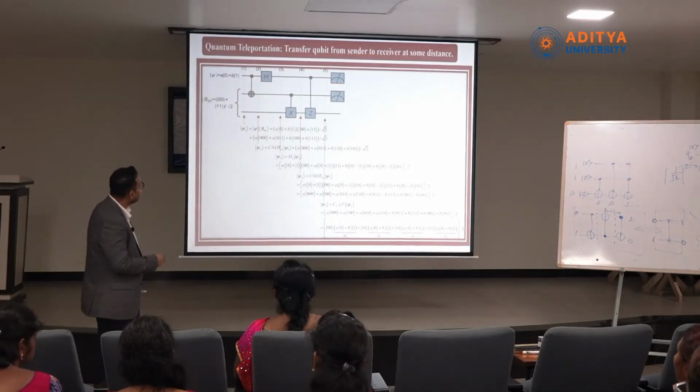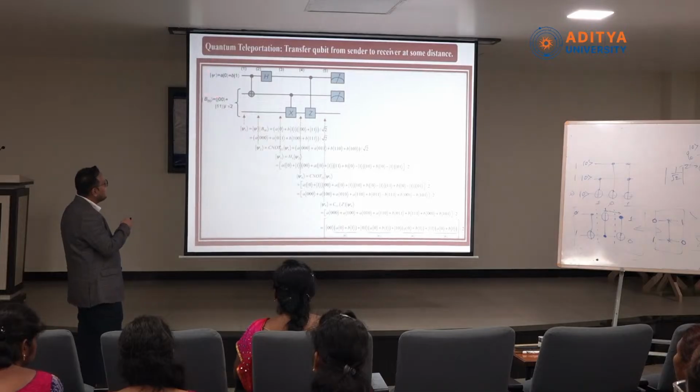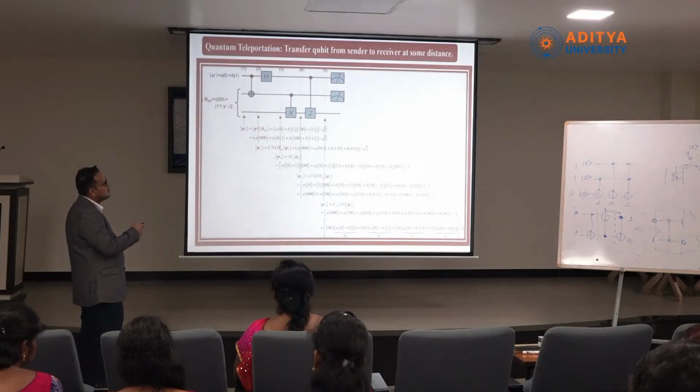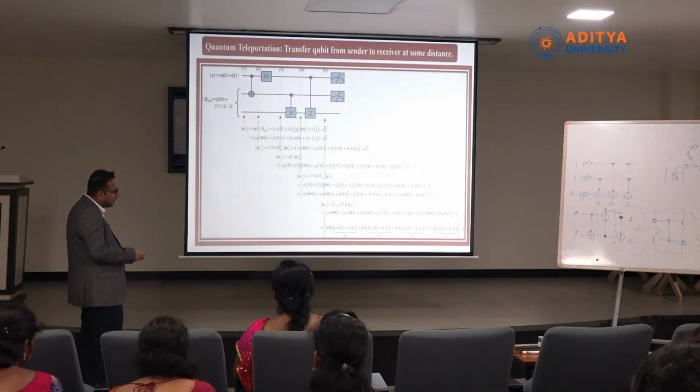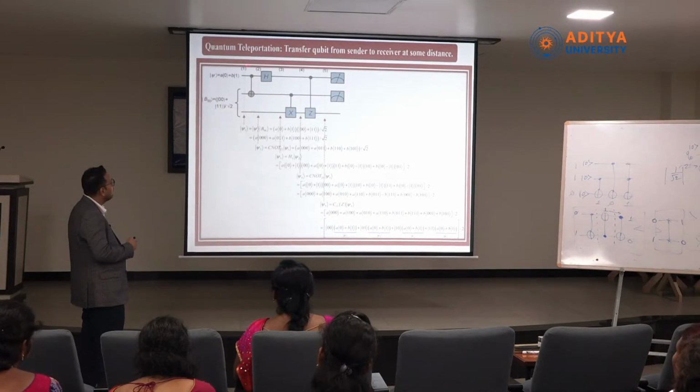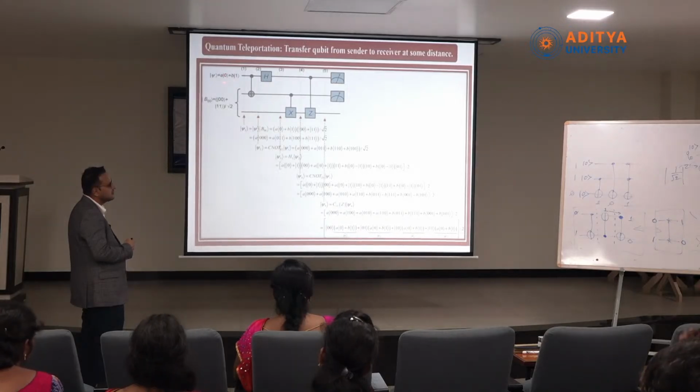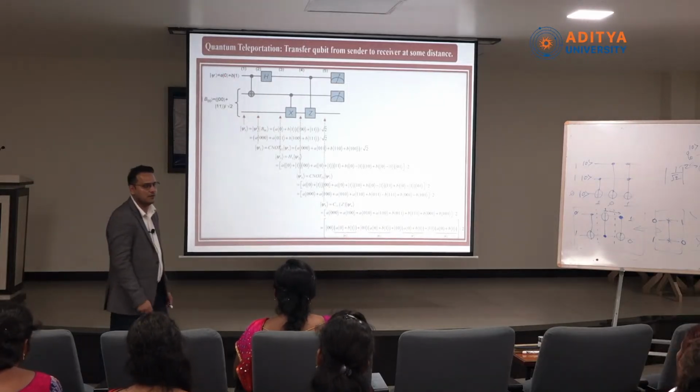But whatever the desired information the sender is having at the first qubit, at the output of the execution of this circuit, the third qubit, if you see, always remains psi. Psi was what? The quantum state that we prepared.